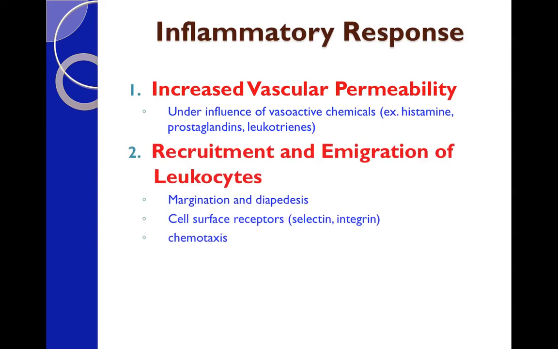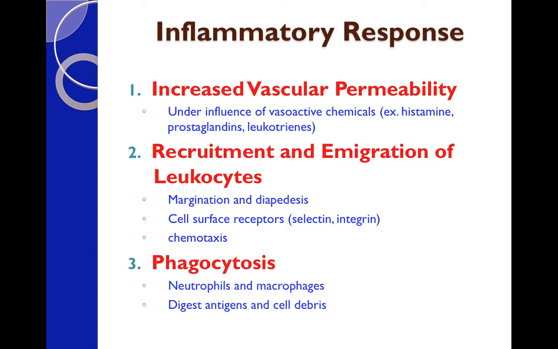So you probably remember the terms margination and diapedesis. That's the way that white blood cells adhere to the blood vessel wall and then squeeze between the epithelial lining to get into the interstitial space and target the infected area. This is where chemotaxis is important.